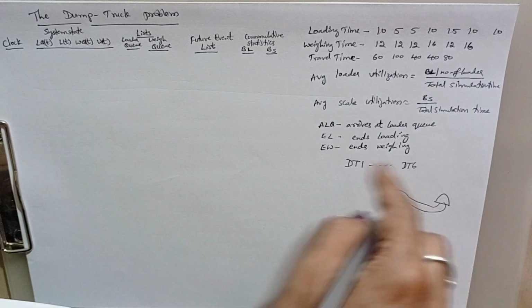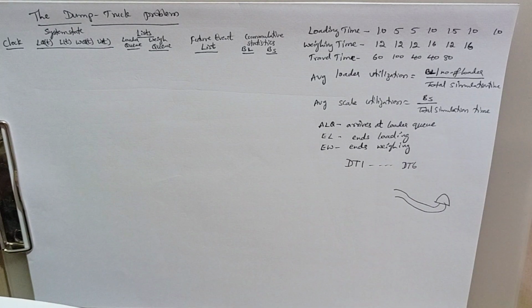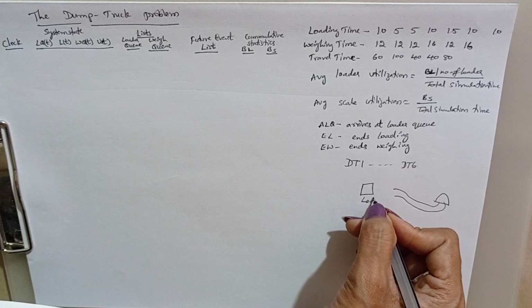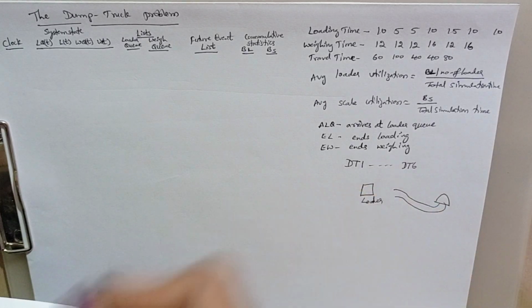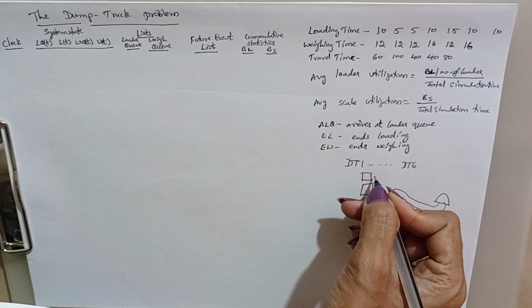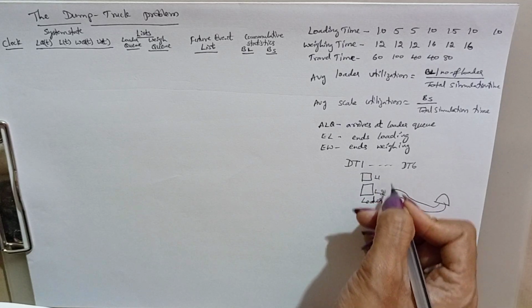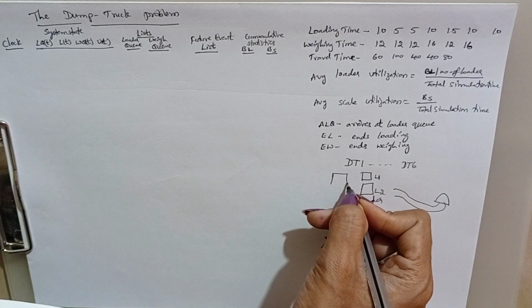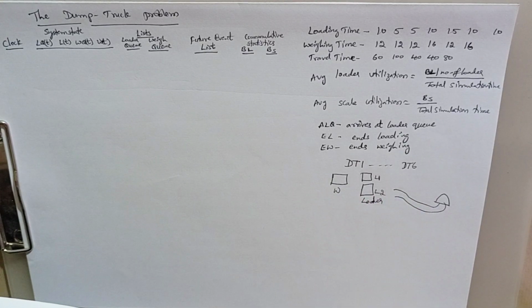It uses 6 trucks and each truck is loaded by one of the loaders. That means trucks will be loaded from one of the loaders. Here it has two loaders, loader 1 and loader 2. After loading, the truck immediately moves to the scale. This is the scale, which we are representing with the weighing machine, weigh.